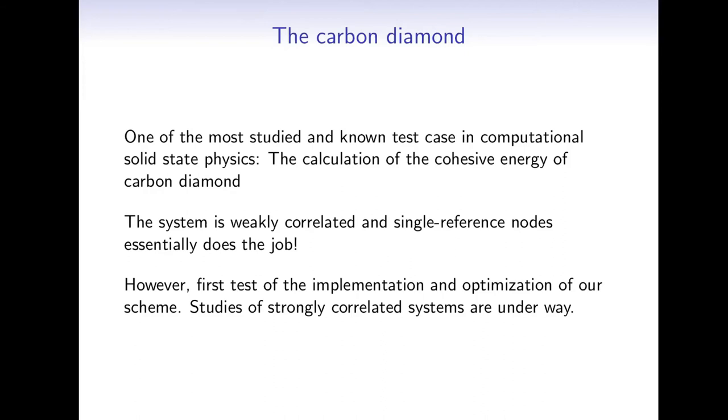So single reference nodes. People have done this DMC calculation and other types of calculation. In quantum Monte Carlo for solids, essentially people use either the fixed node DMC method, which I described rapidly, or the auxiliary field quantum Monte Carlo, which is another way of doing this calculation. So using single reference nodes, you essentially do the job and you essentially recover the correct experimental cohesive energy in the thermodynamic limit. So we will here perfectly recover the experimental cohesive energy, but we must say that multi-reference effects are weak. We are now working on strongly correlated systems. We have some results, but as I said, it's too preliminary. I don't want to give stupid results, which could be changed after a while. So here it's the first test and implementation.